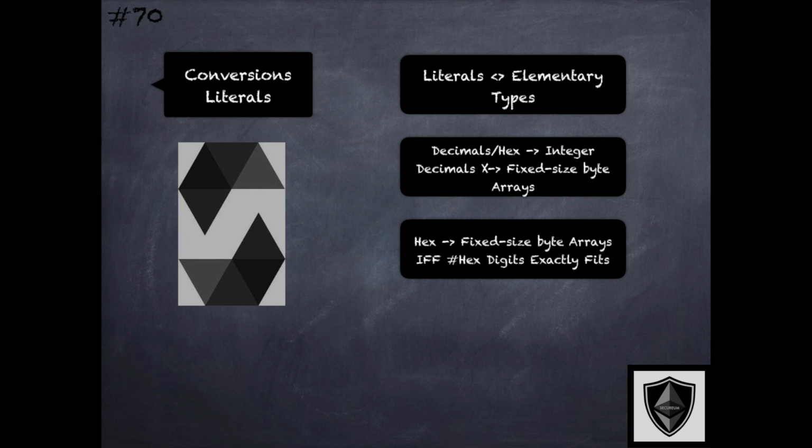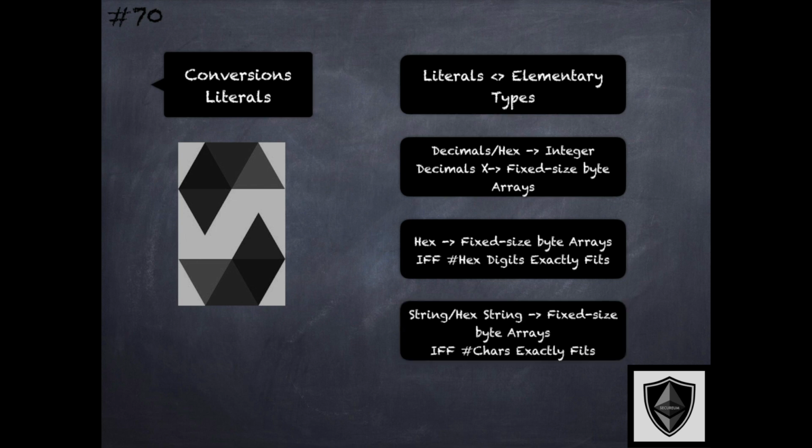Hexadecimal number literals can be converted to fixed size byte arrays, but only if the number of hex digits fits the size of the bytes type exactly. There are some exceptions to this as well. String literals and hex string literals can be implicitly converted to fixed size byte arrays, but only if the number of characters matches the size of the bytes type. So these are various Solidity rules that need to be considered while converting literals, and again something that you might encounter while analyzing smart contracts.